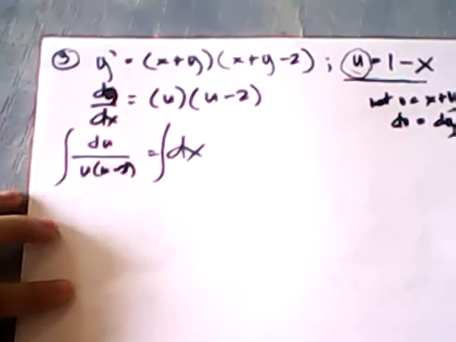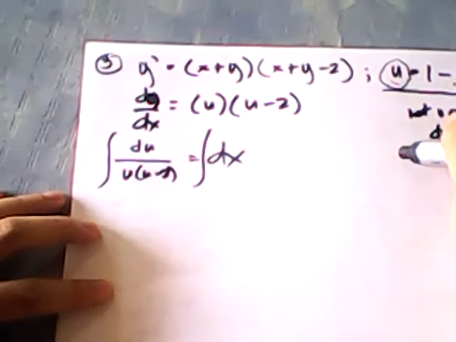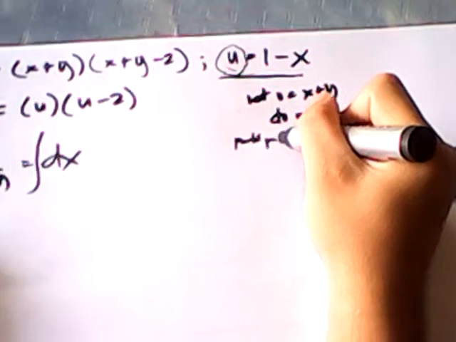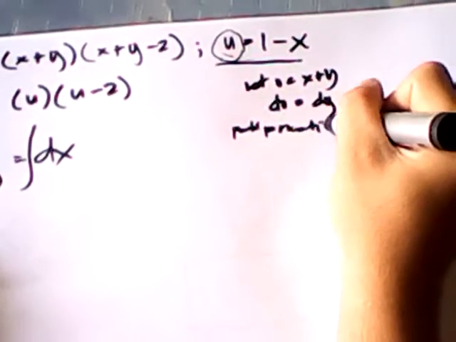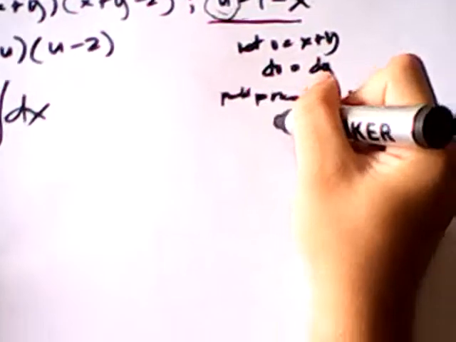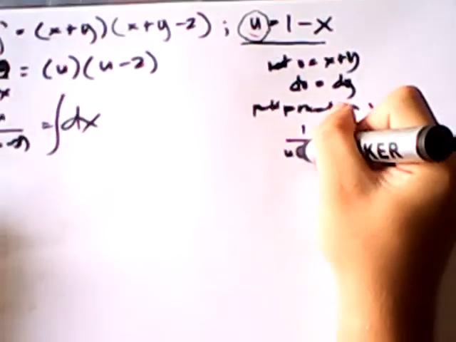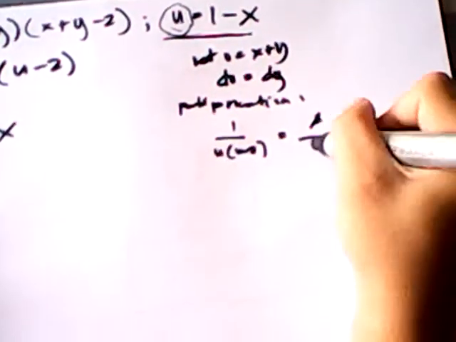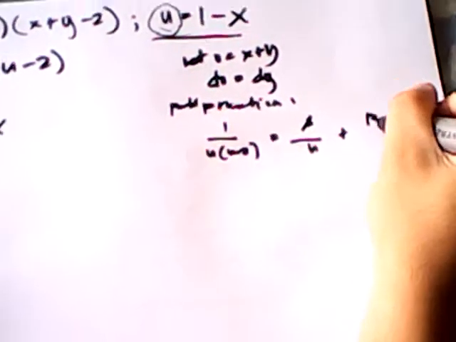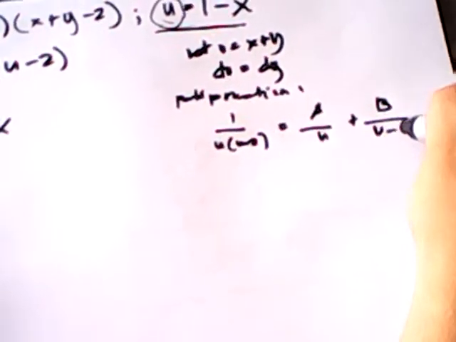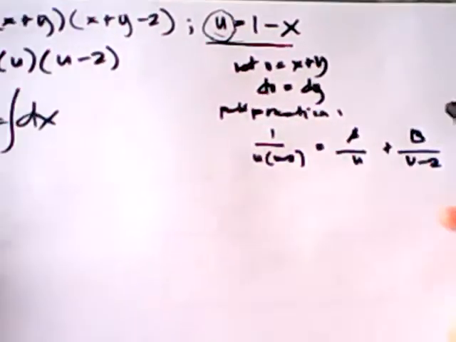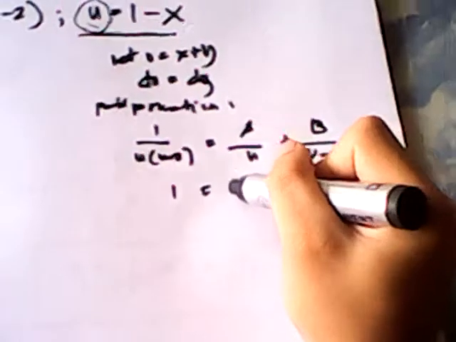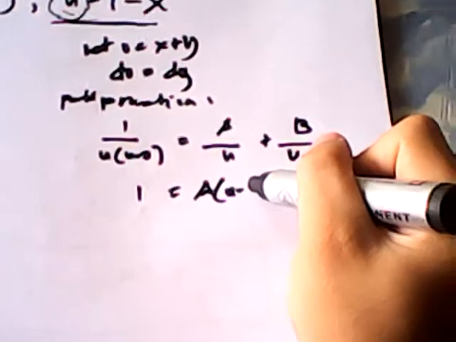To integrate this, we have to use partial fraction. 1 over u times u minus 2 is equal to A over u plus B over u minus 2. You have to get A and B, so 1 is equal to A times u minus 2.